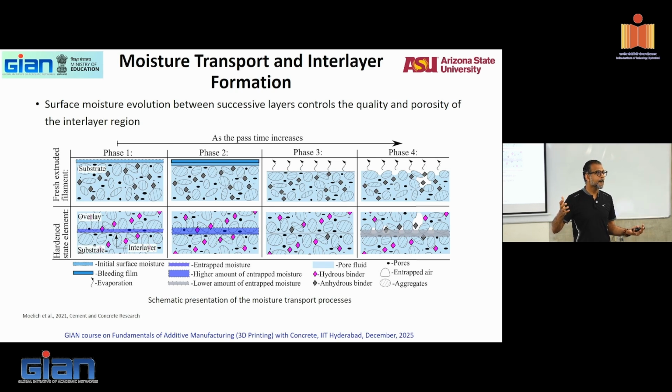Wet on wet will have better bonding. Hydration products form between the layers, so you will have better bonding. If you do wet on dry, that's a cold joint, right? Now you'll have to figure out how to account for cold joints. Now think about it. Go back to the printing paths that I was talking about yesterday. If you're printing in the lab, only a little rectangular thing, it doesn't matter. But think about your printer that is on a big gantry.